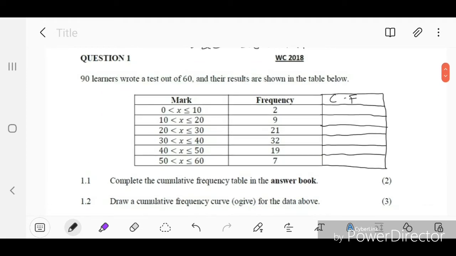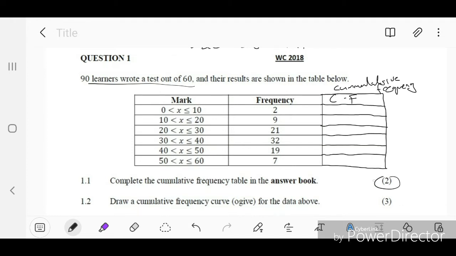And we have this one. They say 90 learners wrote a test out of 60, and their results are shown in the table below. So we have frequency and the marks. This is the column for the marks. This is the column for the frequency. Then we have the cumulative frequency. That's why I said CF is the cumulative frequency. This one, it is the cumulative frequency.